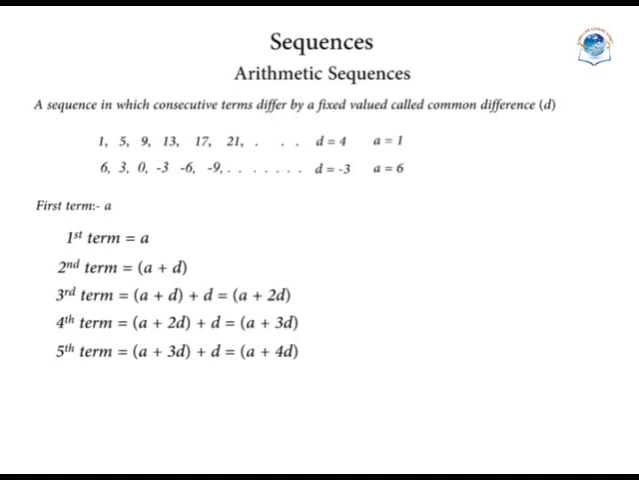You will observe that the coefficient of D in each case is 1 less than the position of the term. And so if you wanted the 10th term, it will be A plus 9D. And so given that the position of a term is represented by n, then the nth term of an arithmetic sequence will be given by nth term is equal to A plus n minus 1 times D. This is the general rule governing all arithmetic sequences.